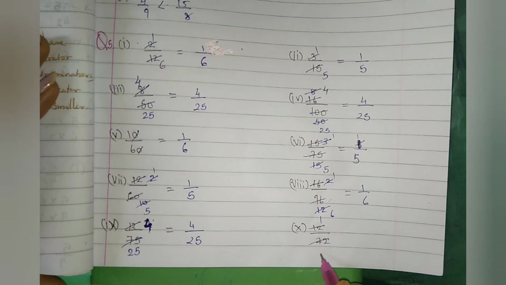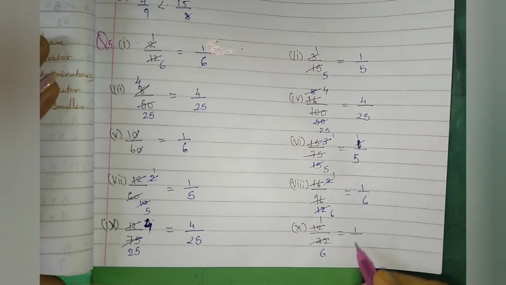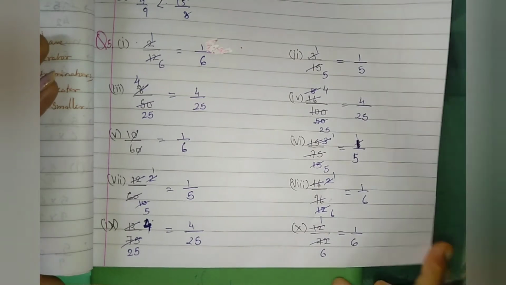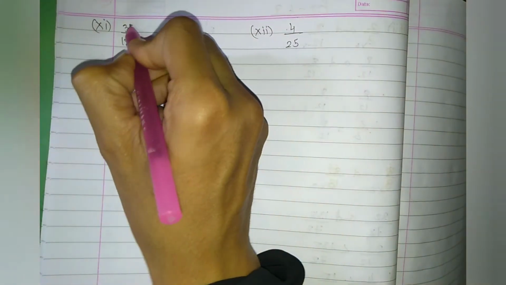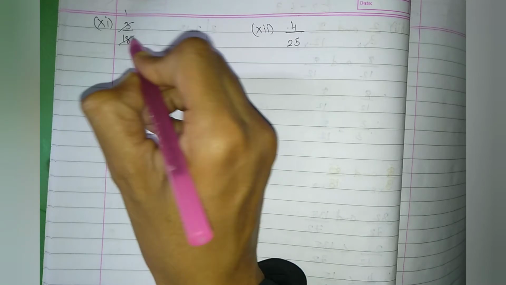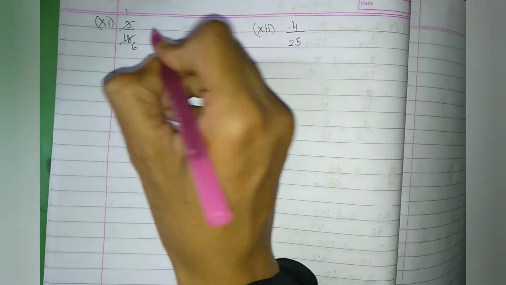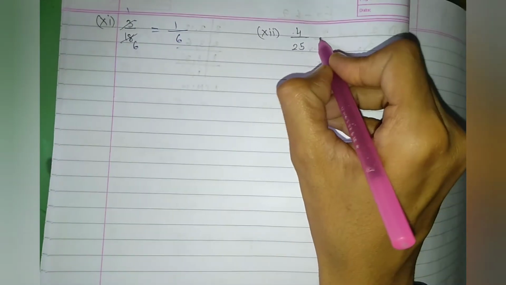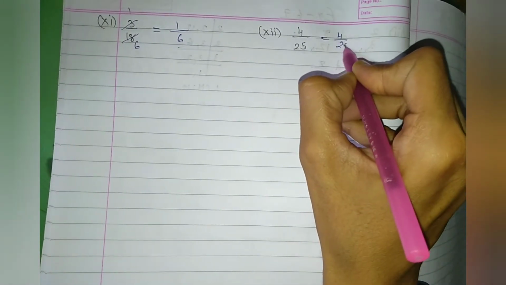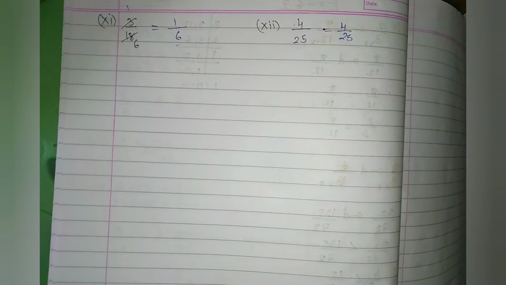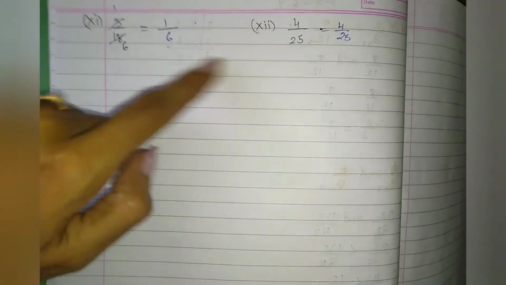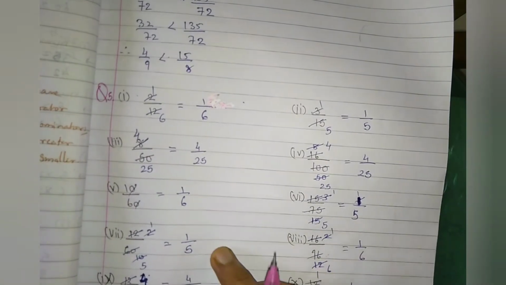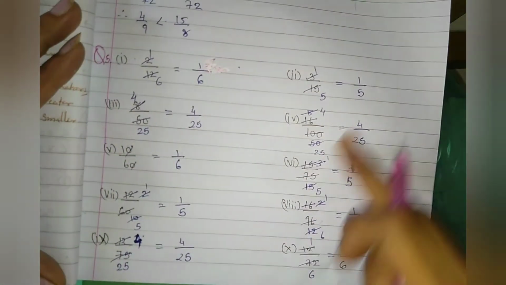12 ones are 12 and 12 sixes are 72, so 1 upon 6. Here 3 ones are 3, 3 sixes are 18, so 1 upon 6. 4 upon 25 as it is, 4 upon 25. Now you can see here three categories: 1 upon 6, 1 upon 5 and 4 upon 25. You can see the common ones here.